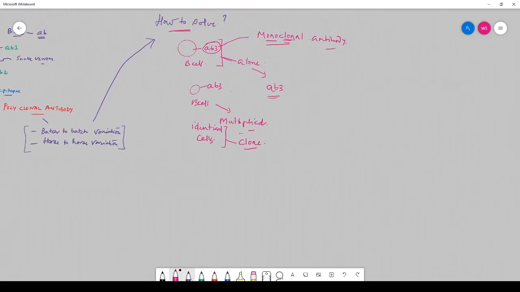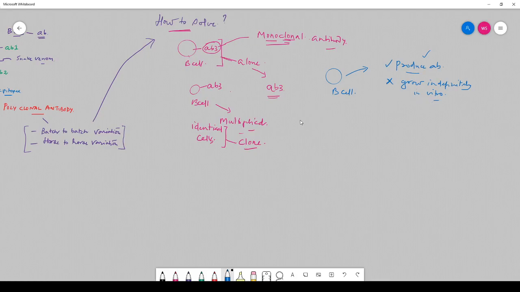But idea and reality became different. Why? Because this B cell has got a problem. It can produce antibody, but it cannot grow indefinitely in vitro, because it is not a cancer cell. It is not an immortal cell. It can produce antibody, but it cannot grow indefinitely.